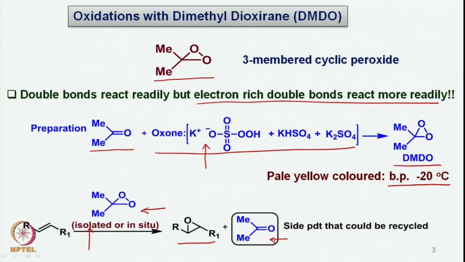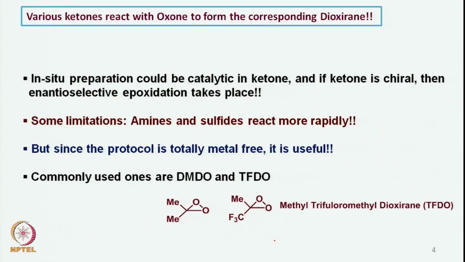It means that we can start with a small amount of acetone and a large amount of oxone, and as soon as the reaction of olefin occurs with the DMDO, acetone is back, and that acetone again reacts with the oxone to form DMDO, and then the reaction continues. Now, this is a very general way of reacting.